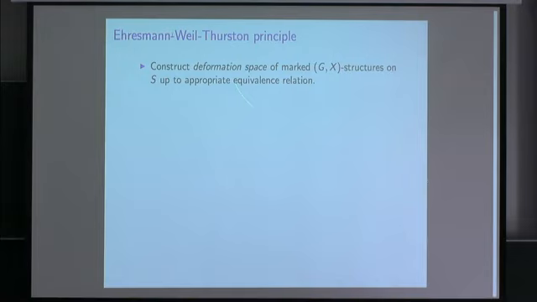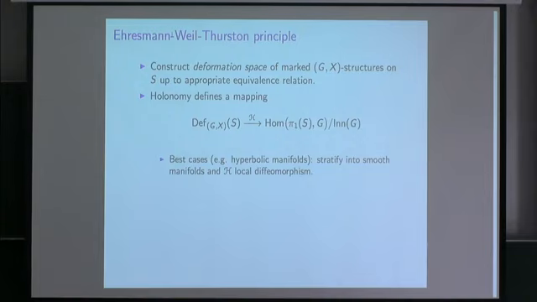But in trying to classify them, similar to the classification by Teichmuller space of Riemann surfaces, we want to define a deformation space of marked (G,X) structures on S up to an appropriate equivalence relation. And that map will map by holonomy into the space of equivalence classes of homomorphisms of the fundamental group of S into G. And as I mentioned, this space is actually not so nice. Everything that could go wrong can go wrong in certain cases.